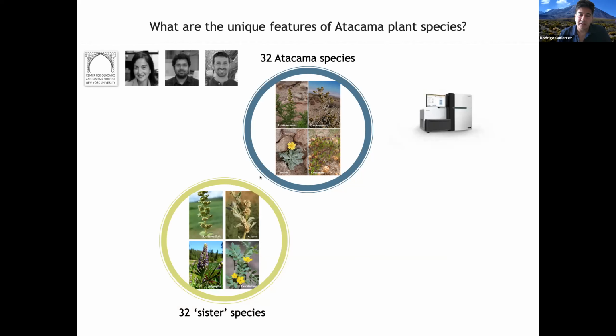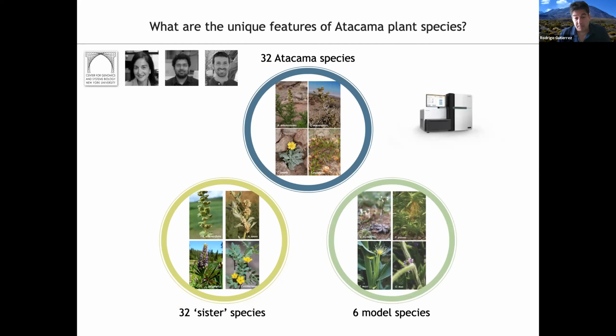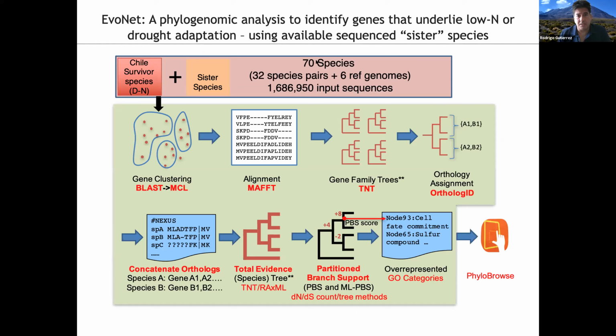So in order to understand the unique features of the Atacama plant species, we compared the sequences that we had for Atacama with 32 sister species. These are phylogenetically related species to the Atacama species, but they don't live in the Atacama. They live, in some cases, in mesic environments. And we also included 6 model species to bring in annotation, as these are species where we have more information. So with these 70 species, 32 Atacama species plus the 32 sister species and the 6 reference genomes, the first thing we did was to build a phylogenomic tree. And the pipeline that was used for that is highlighted here.